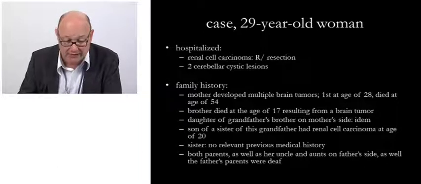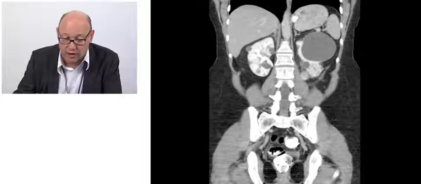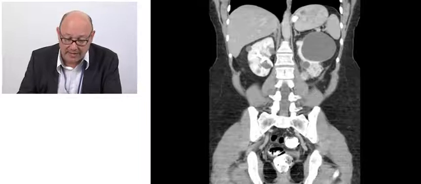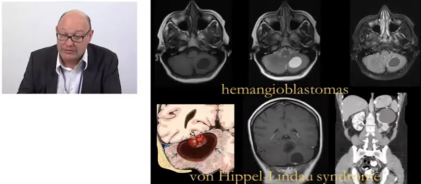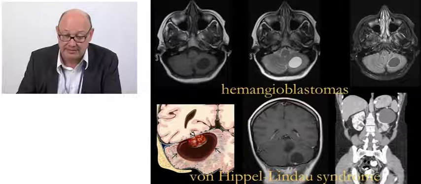If we have all this information together, this is a CT scan of the patient that was operated on. You see a lot of cysts in both kidneys, and here there is a mass lesion which looks quite heterogeneously enhancing. This is a renal cell carcinoma, and with all this information together, this can be only one thing. These are two hemangioblastomas arising within the cerebellar hemispheres. Together with the renal cell carcinoma, this fits perfectly with the diagnosis of von Hippel-Lindau syndrome. Okay, that's the way it works.